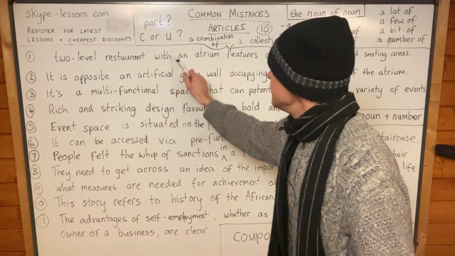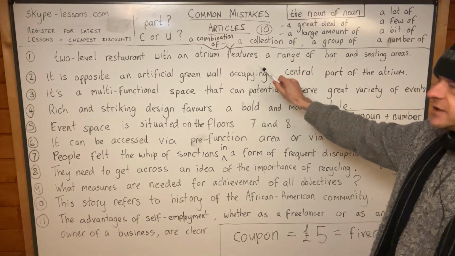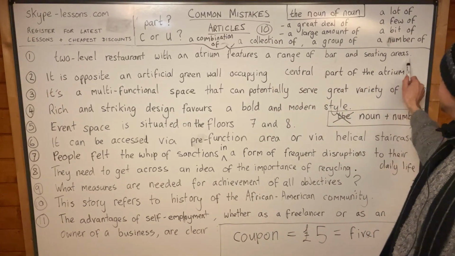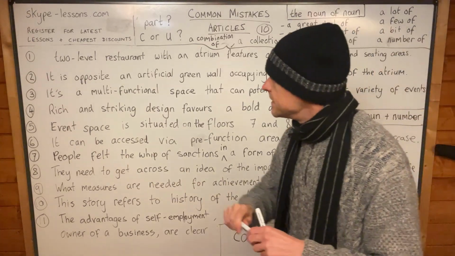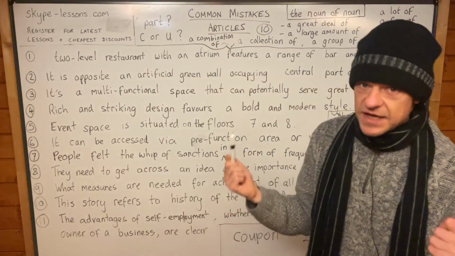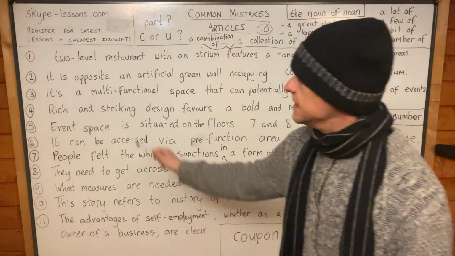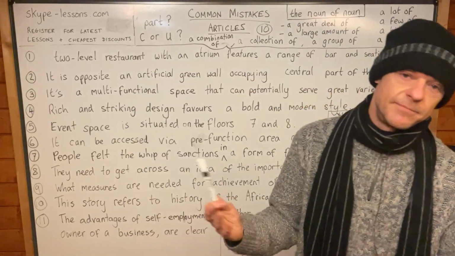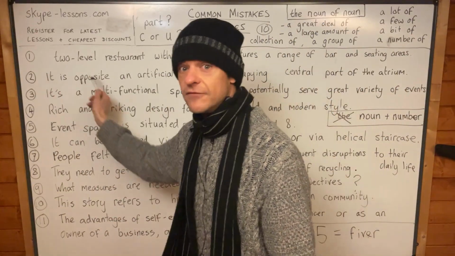Two-level restaurant with an atrium, that's good. Features a range of, that's good. Bar and seating areas, sounds pretty good, right? So where's the mistake? Well, restaurant is the noun, yeah. Two-level here is being used as an adjective. It's describing the restaurant, like a big restaurant, a small restaurant, an expensive restaurant, a cheap restaurant, a two-level restaurant.